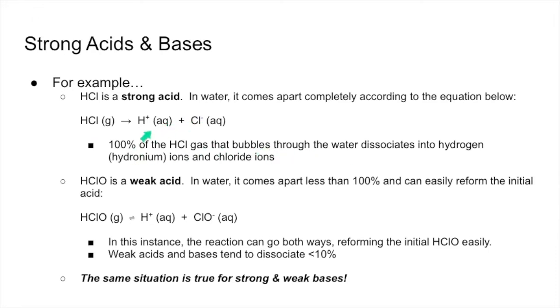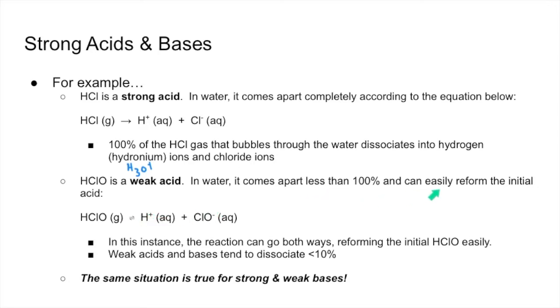We get the hydrogen ions, which are also hydronium ions, H3O+, in case you've forgotten, and chloride ions. Now, what would a weak acid do in comparison? Well, this one right here is hypochlorous acid, it's just got that single oxygen on it, HClO. This is a weak acid, so in water it comes apart less than 100%, meaning that not all of it forms the products on the right. Only some of it forms the products on the right.